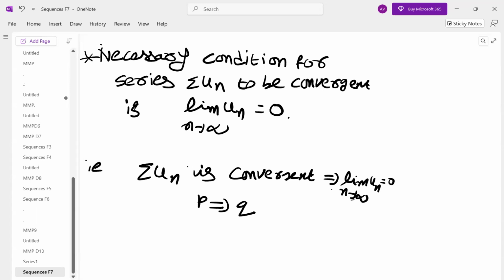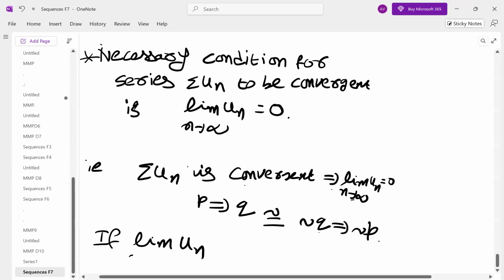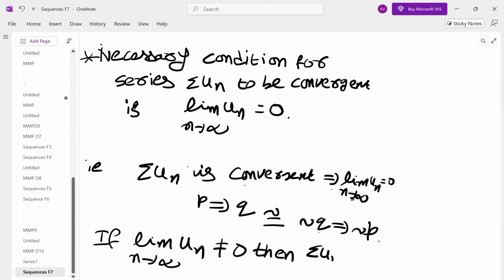It helps negatively. P implies Q. You have done discrete mathematics and set theory. This is equivalent to negation Q implies negation P. That means whenever this is true, this will be true. This is called the contrapositive of the statement. Negation Q means if limit un is not 0, negation of equal to 0 is not equal to 0, then summation un is not convergent.